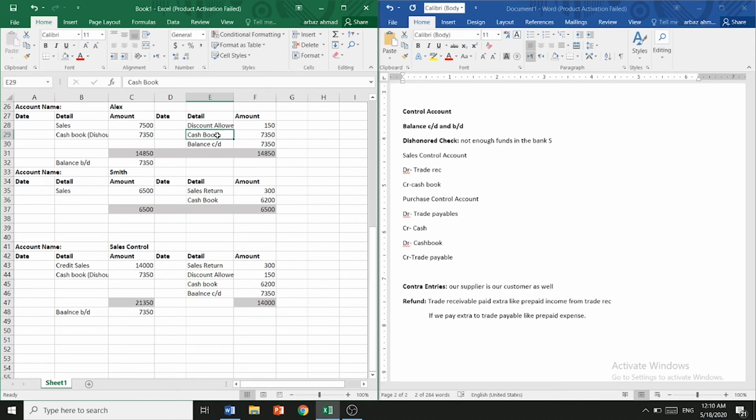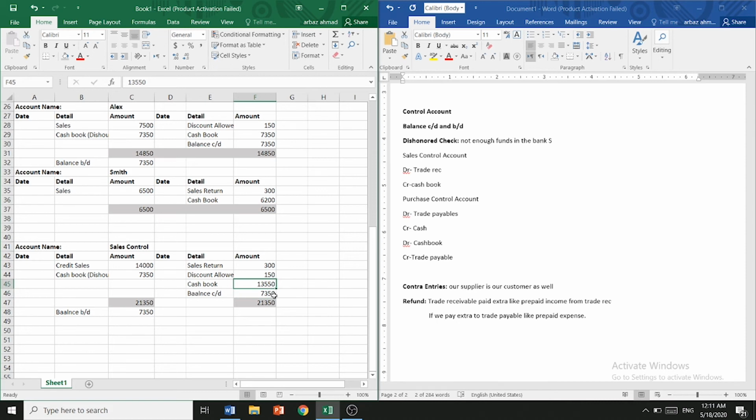Then again I have this payment, so this means I am missing this payment from here. I have to include this payment because this is also cash book. I have already included this over here, so it means I am excluding it. I cannot exclude that payment. So if I add 7350 plus 6,200, it will be 13,550. Now we have the same amount.